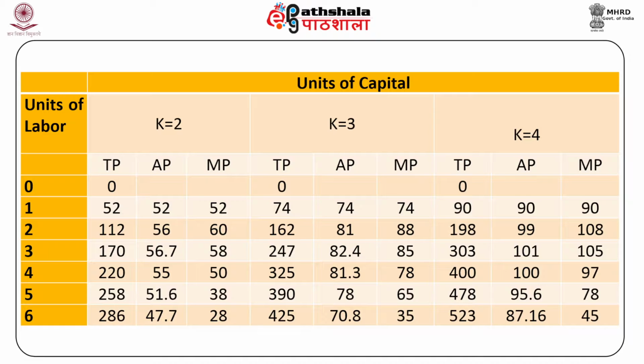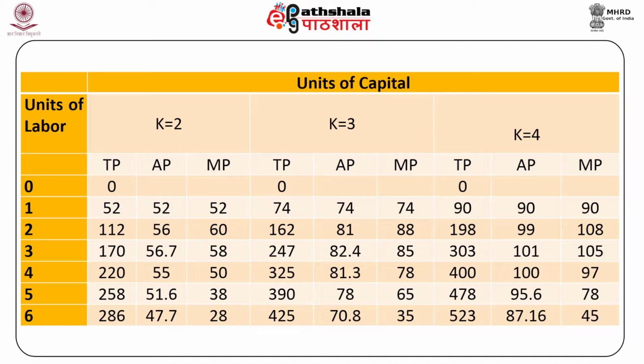Also, since total product increases, the associated average product and marginal product also change at every labor unit with a change in the level of the fixed input. This is depicted in table 1 below. Table 1. Changes in the total product, average product and marginal product when the units of capital changes.